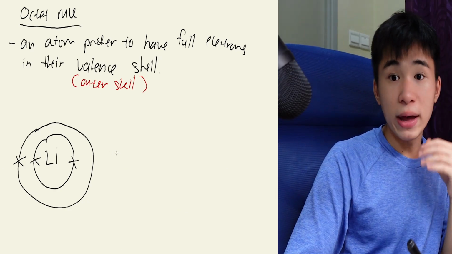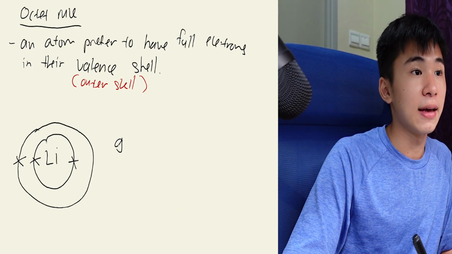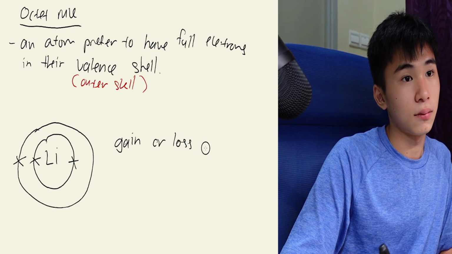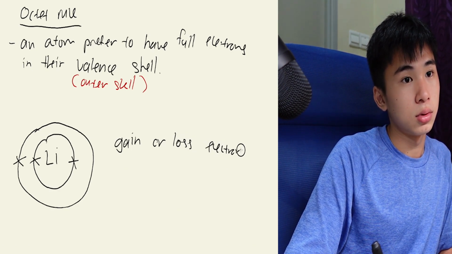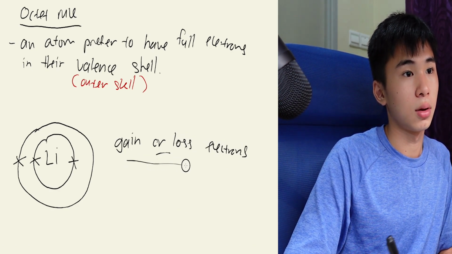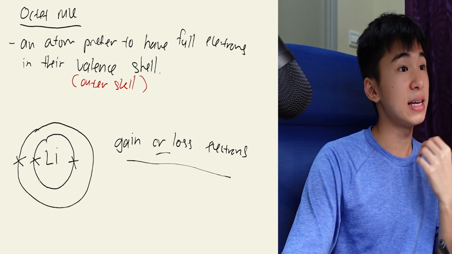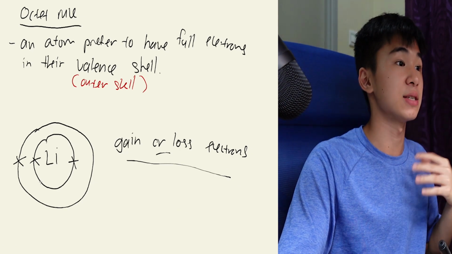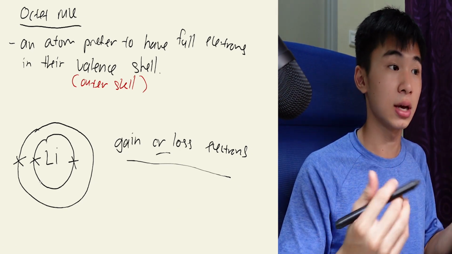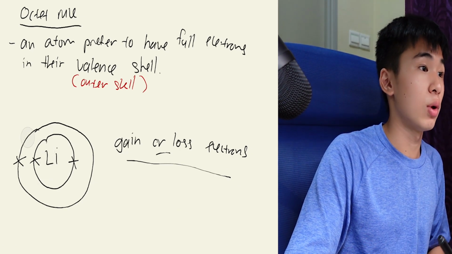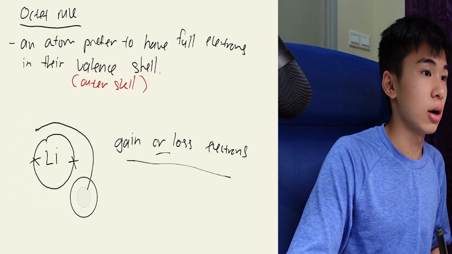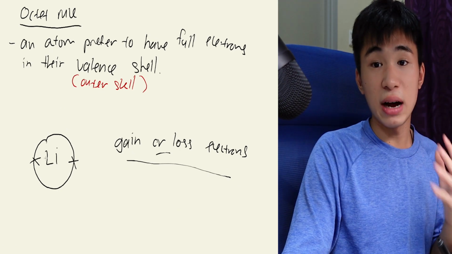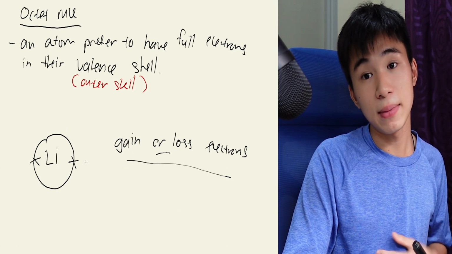valence shell. So an atom will react by either gaining or losing electrons. So in this case, we know that from the second shell onwards, it needs 8 electrons to satisfy the shell. So the lithium does not want the second shell anymore. So after they lose an electron, they will become ions.